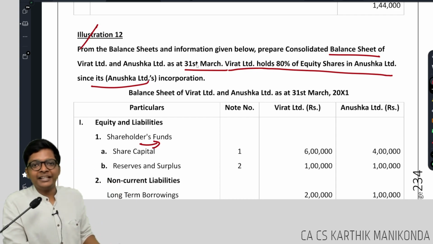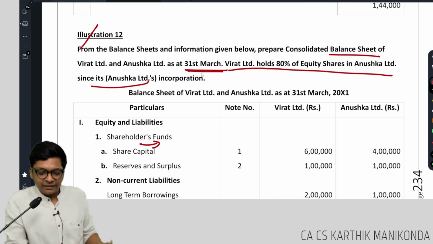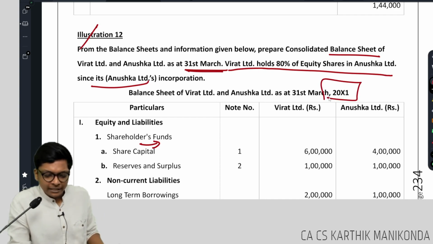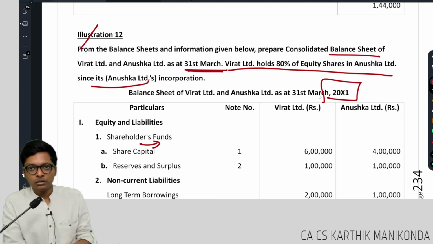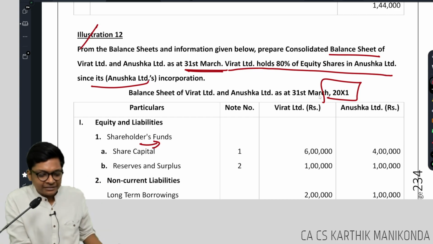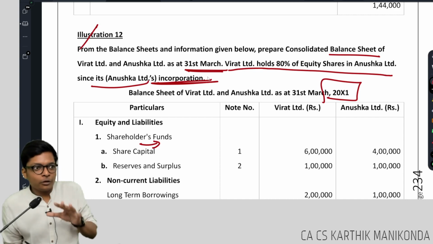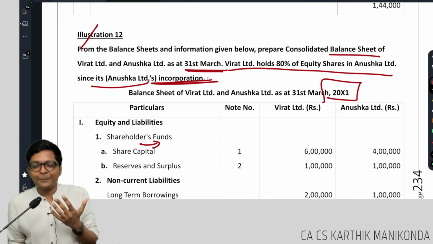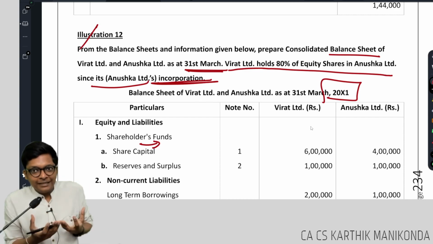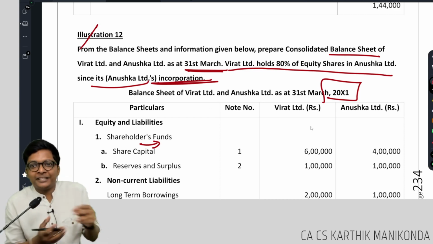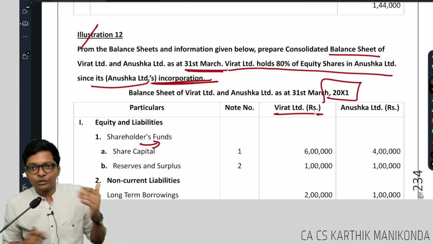Okay, what is the date of consolidation? 31st March. Which year? They have not given. Oh, they have given 2021. What is the date of acquisition? From incorporation. Since then. That means when Anushka Limited was born, from that time Virat was holding. Yeah, don't take it in a double meaning, guys. I am trying to say in the question, Virat Limited is the holding of Anushka since incorporation. That means Virat Limited only made Anushka Limited.